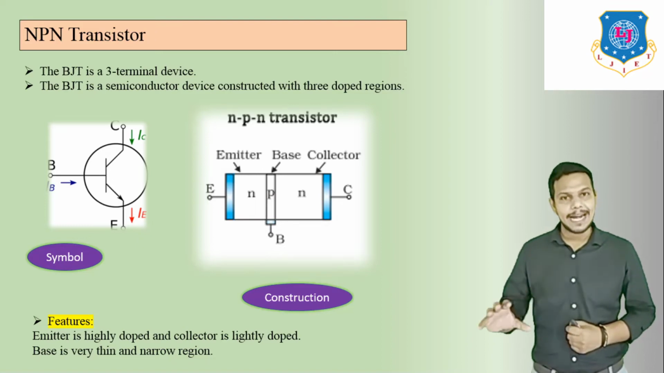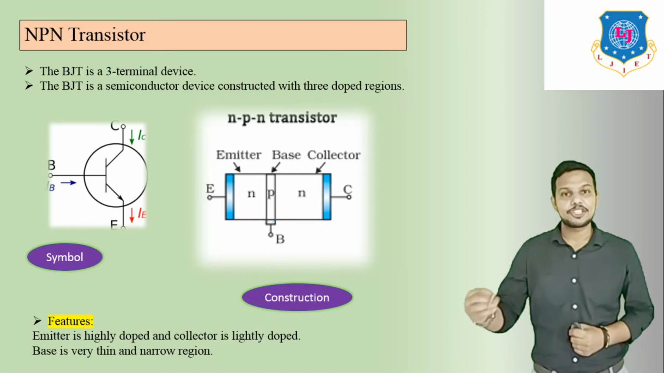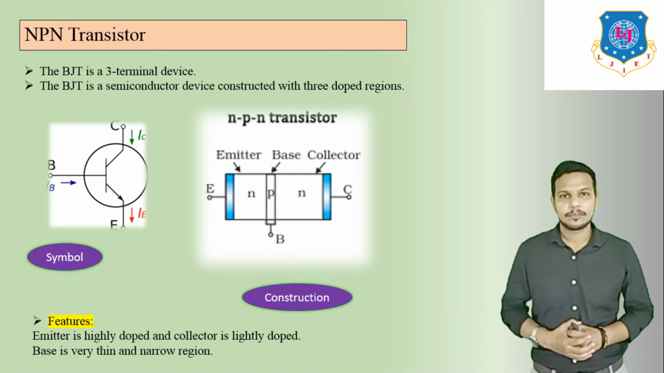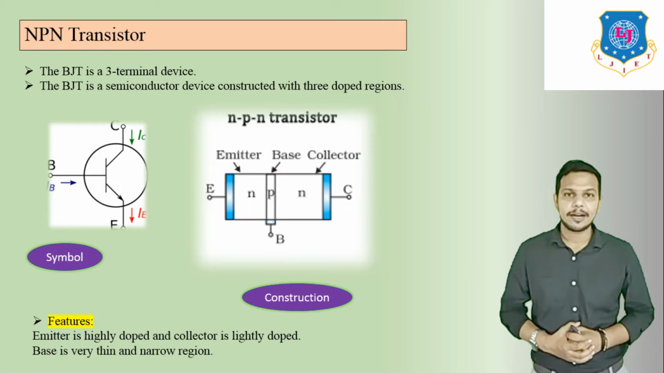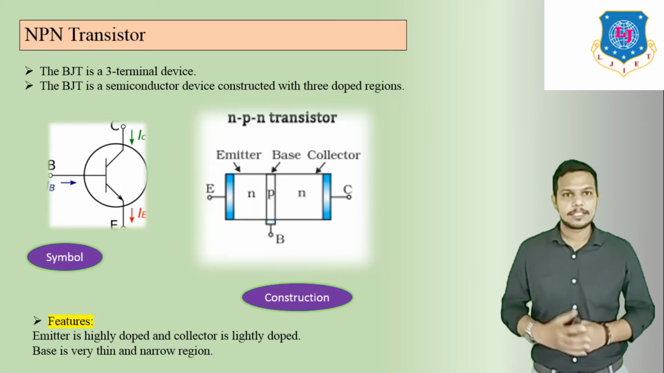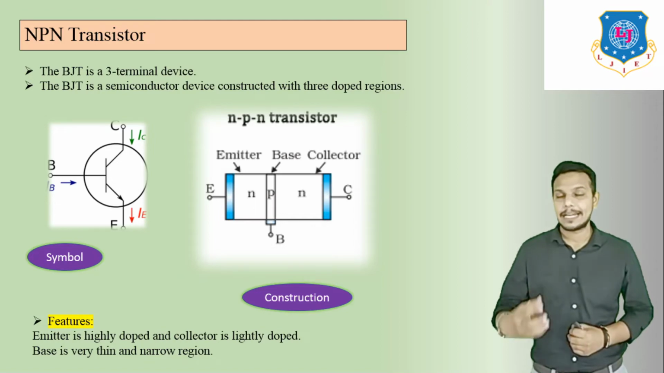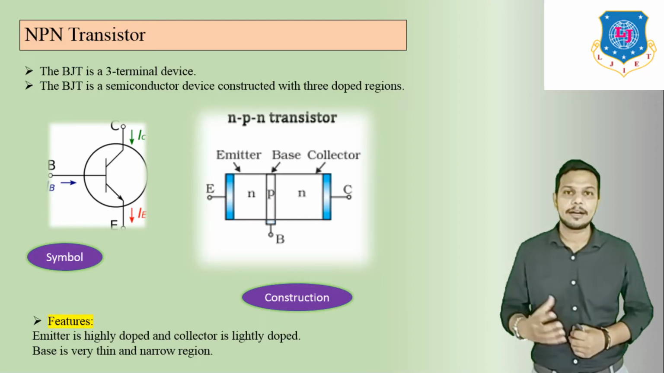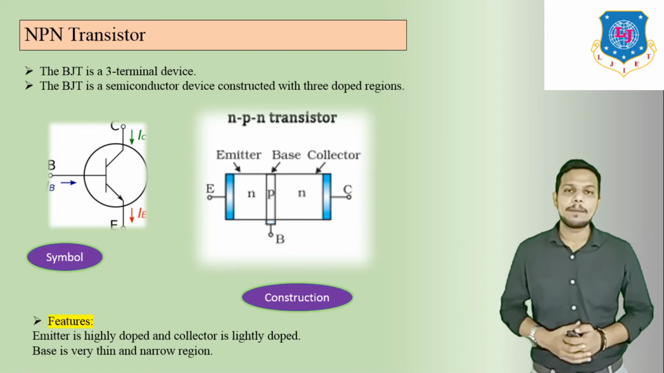We can say in the N-type material there are a number of electrons which are majority carrier charges, and minority carrier charges are holes. Whereas in the base, the majority carrier charges are holes and minority carrier charges are electrons. Similarly, in the collector the majority carrier charges are electrons and minority carrier charges are holes. So this is the construction of the NPN transistor.